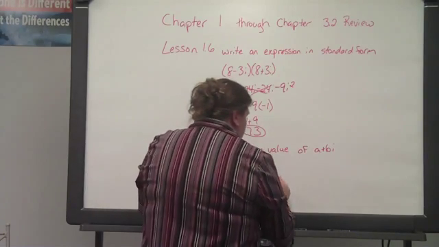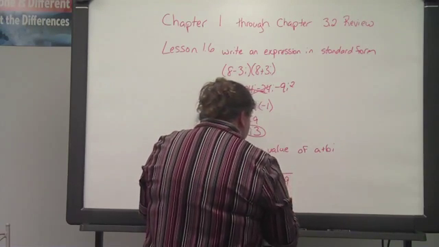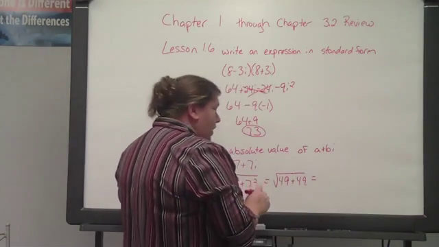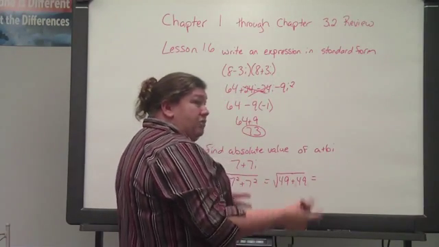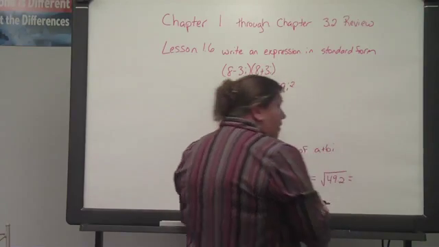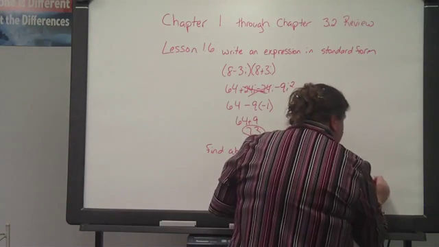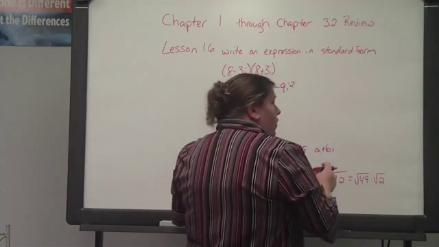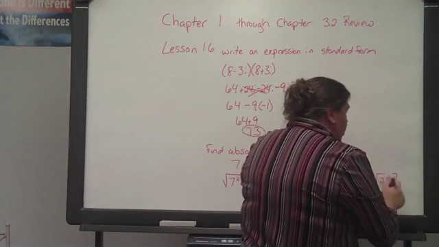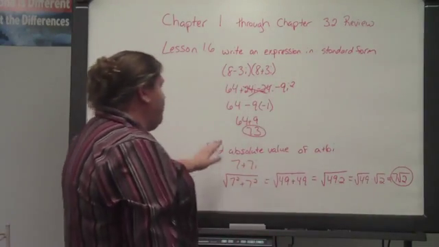So I now have the square root of 49 plus 49. We can rewrite that as saying 49 times 2. So square root of 49 times 2. And we can rewrite again to separate those as the square root of 49 times the square root of 2. We know that the square root of 49 gives us 7, and there's no perfect square root of 2, so our answer is 7 square root 2. That is the absolute value of 7 plus 7i.